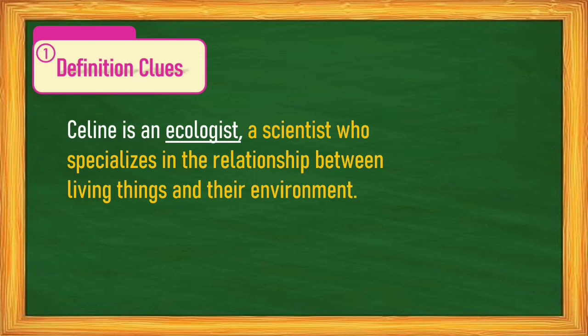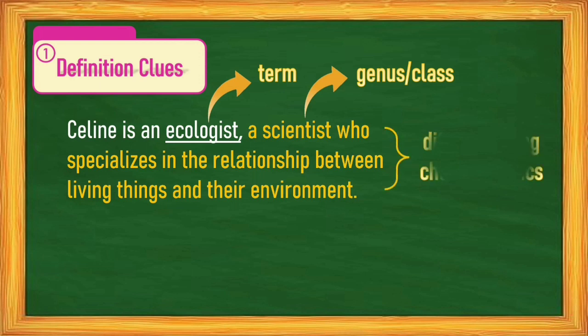Now, how would we know if these are the definition clues? Now, let's take a look at this. The ecologist is the term, a scientist is the genus or class, and the rest of the phrases or the expressions are differentiating characteristics. So remember, always remember that a definition has three parts: the term, genus, and differentiating characteristics. So we have the ecologist, and then scientist, and then who specializes in the relationship between living things and their environment.